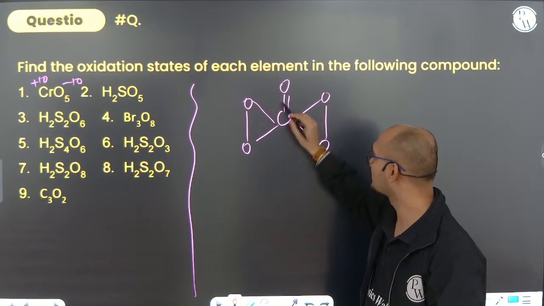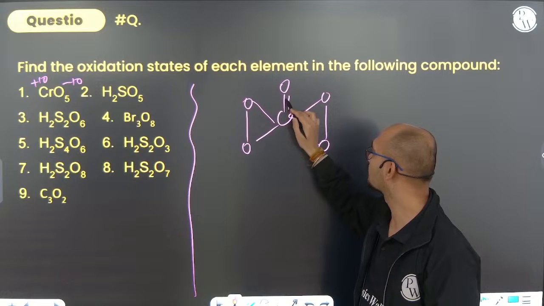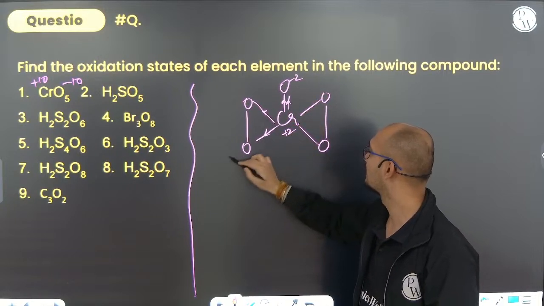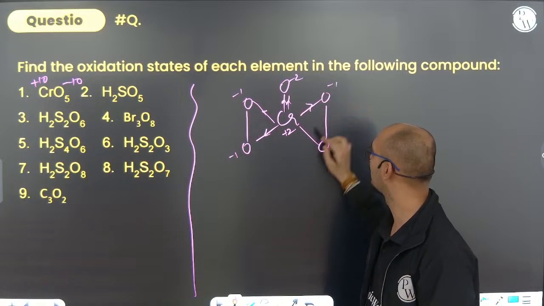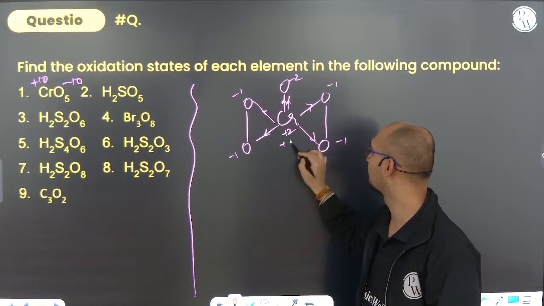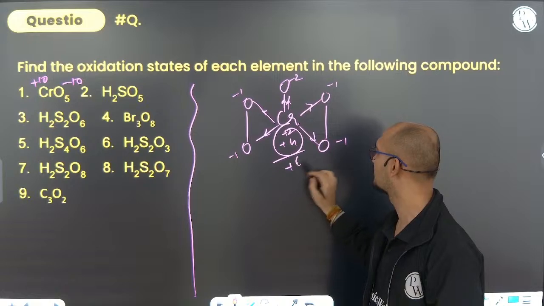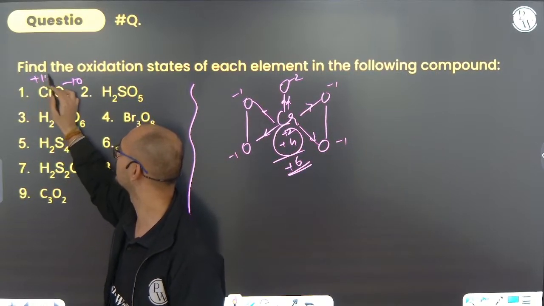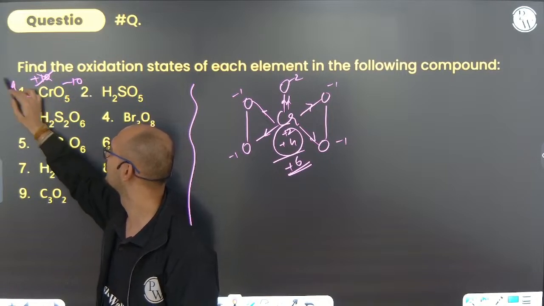From here you can see, how many bonds are there? It is -2, so chromium will have +2. From here -1, -1, -1, -1, so this will have +4. So +2 and +4 gives how much? +6. So +10 is wrong, but the correct answer is +6.